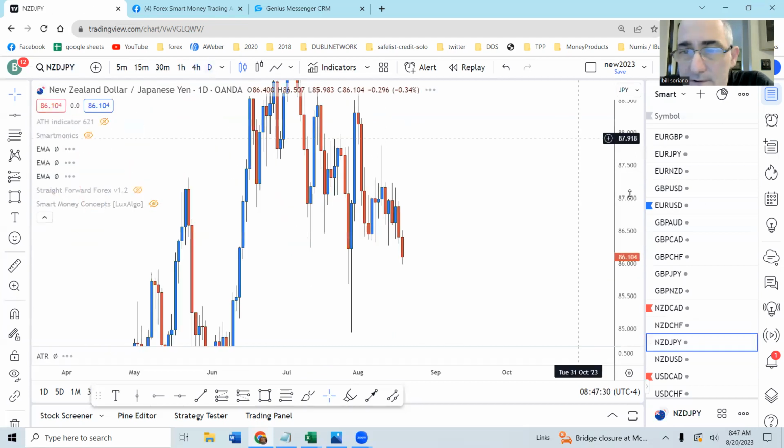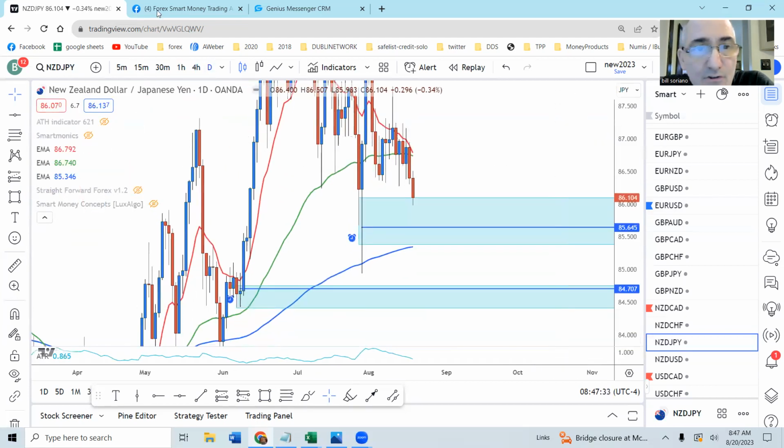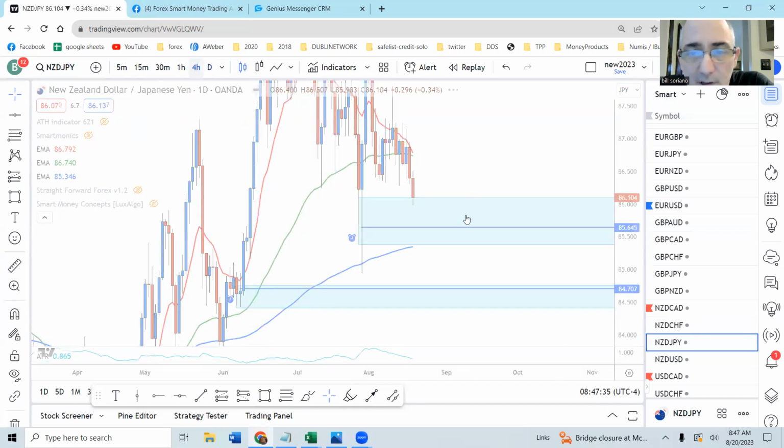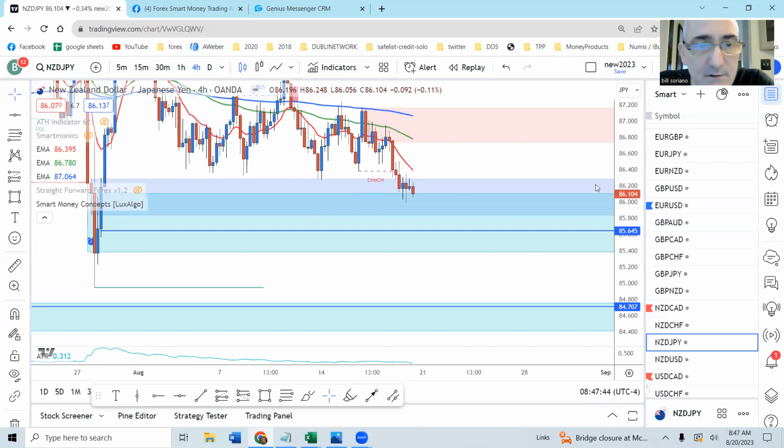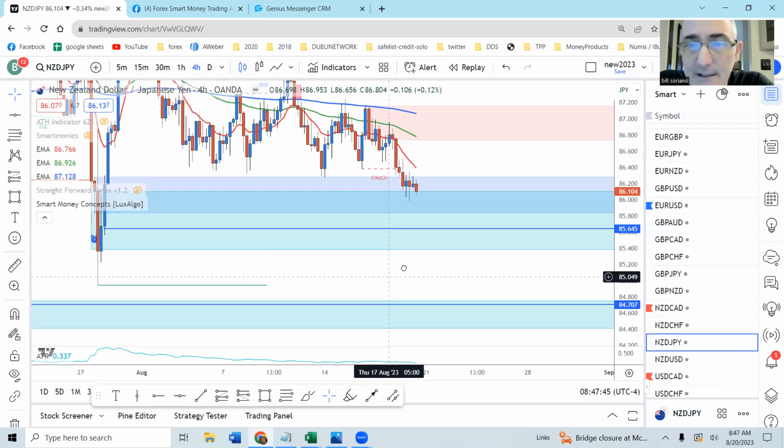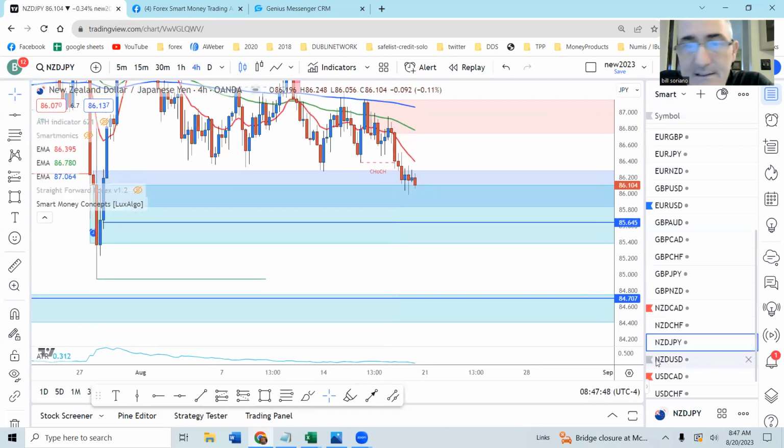NZD-JPY, if we look on the daily chart, we are bullish. Still very bullish. And we have our point of interest line marked up here, which must be from the 1-hour candle. And so we're just waiting for price to come down there and hit that. NZD-USD.